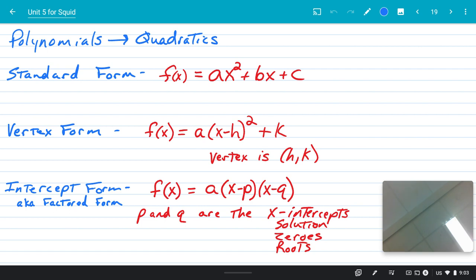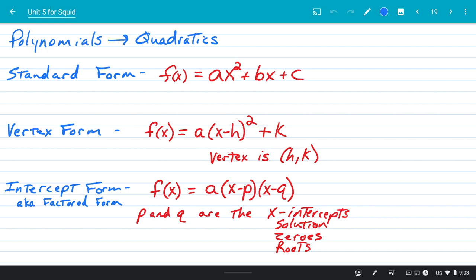I've moved all the way back to here in our notes. You've already taken this, okay? We've had quizzes on this multiple times. The first up there is standard form. F of x equals ax squared plus bx plus c. When we talked about graphing things that were in standard form, what was the first thing we talked about?